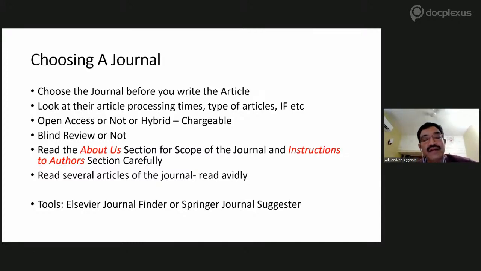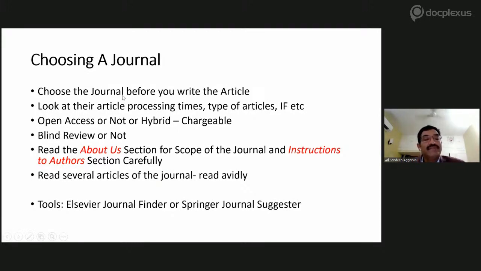Otherwise, once you've written the article, you have to do a lot of hard work readjusting the reference styles, and how you quote the reference in the article, whether it's a superscript or in brackets. That becomes tedious work, although there is software to help with that. But I would say, look at the journal.